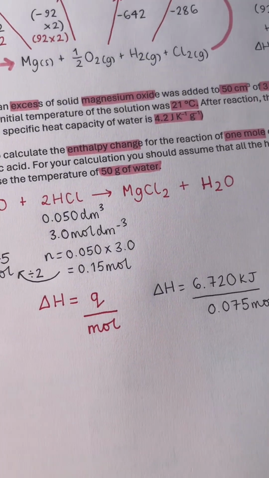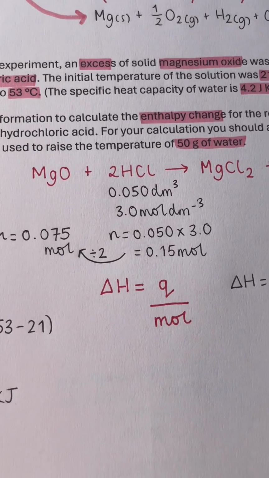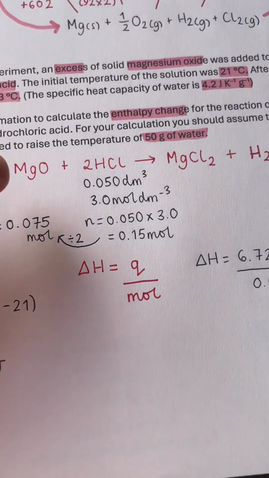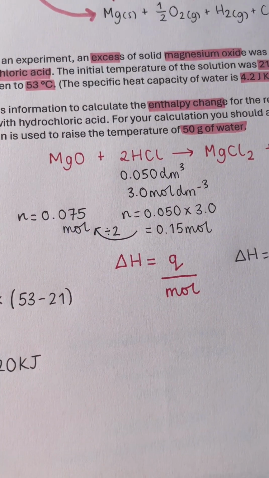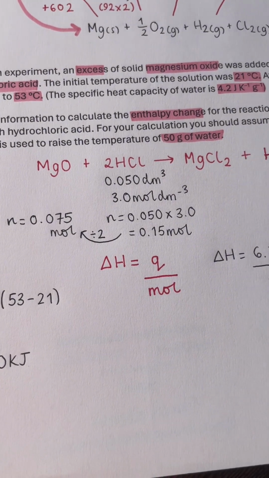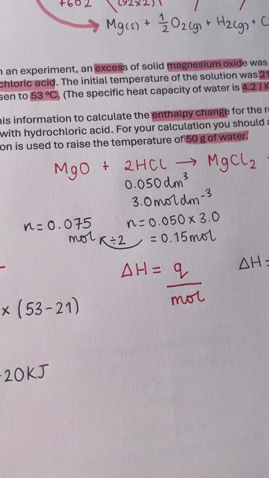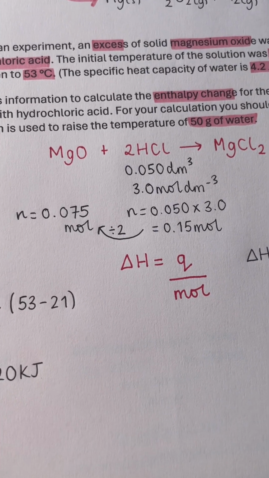So we were told 50 centimetres cubed of 3 mole per decimetre cubed hydrochloric acid was used. So I've converted my volume into decimetres cubed, got my concentration. Moles is worked out by doing volume times concentration, or concentration times volume. Sorry, that threw me for a second, having them the other way round. And I've got the number of moles there as 0.15 moles.